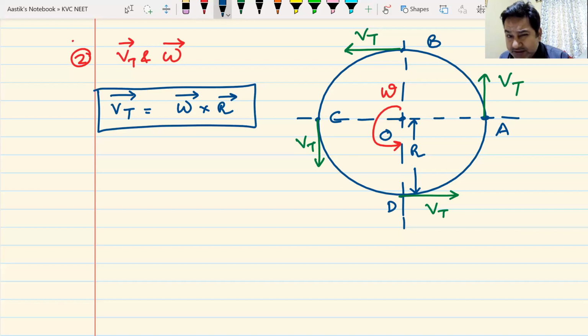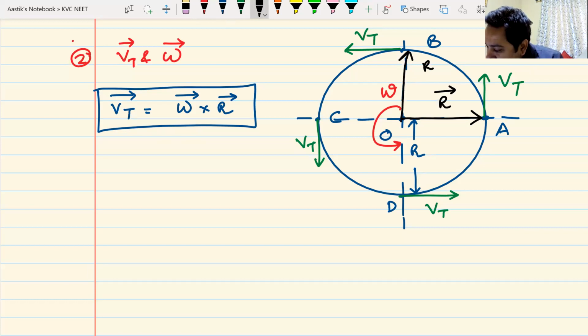And how is this radius vector directed? If I draw this radius vector, it is directed like this. This is my r vector. At this point, r vector is here. At this point, r vector is here. At this point, r vector is here. I hope everyone understands the direction of the r vector. At this point, this r vector is like this.